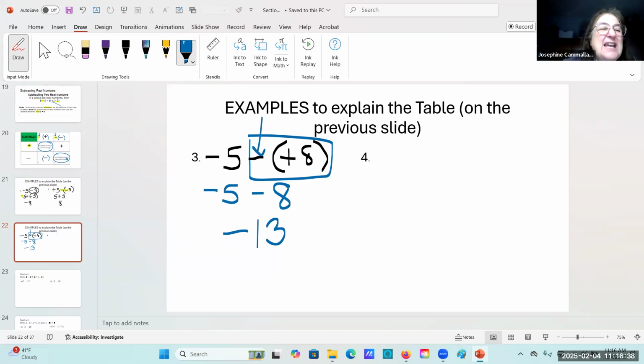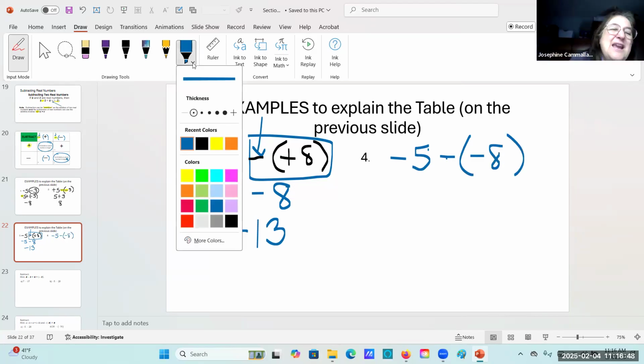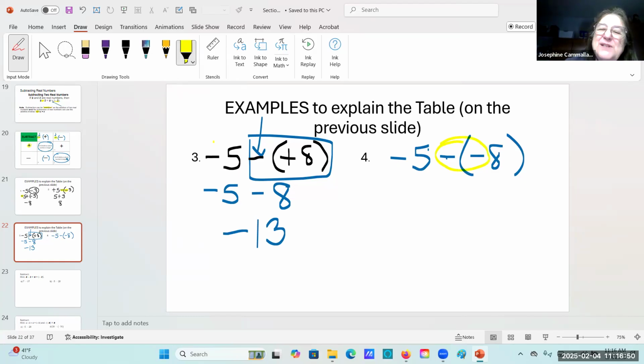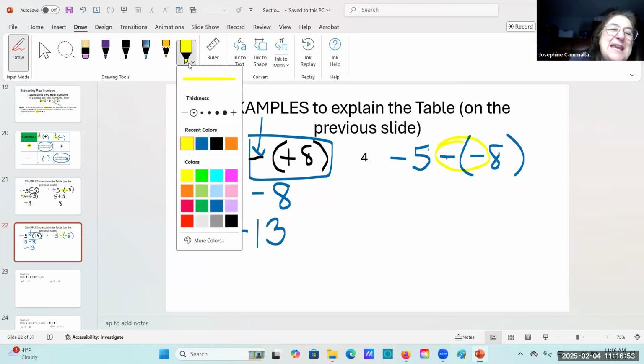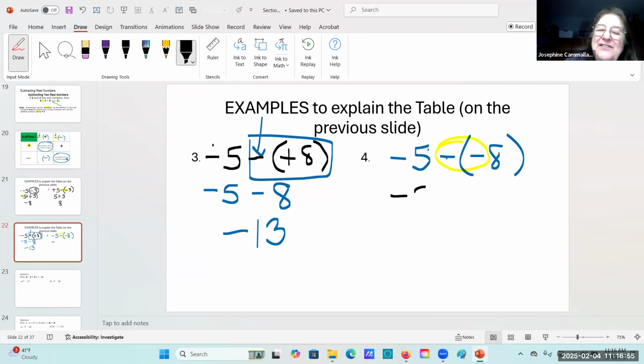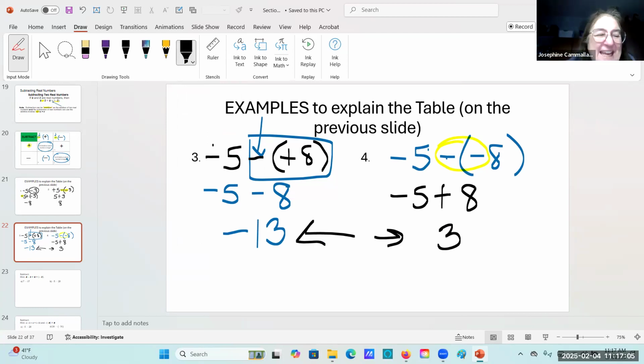And if I have a -5 minus a -8. Okay. Notice these two signs. What do they mean? -5 plus 8, or a +3. Notice these are different answers. They're not the same. Okay.